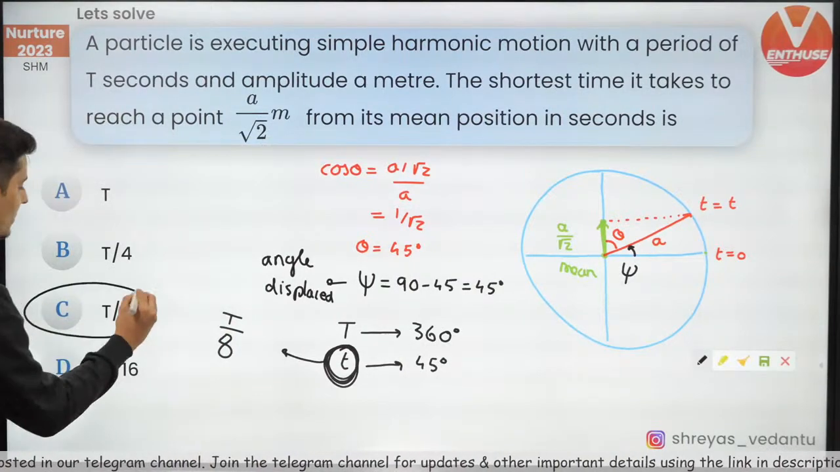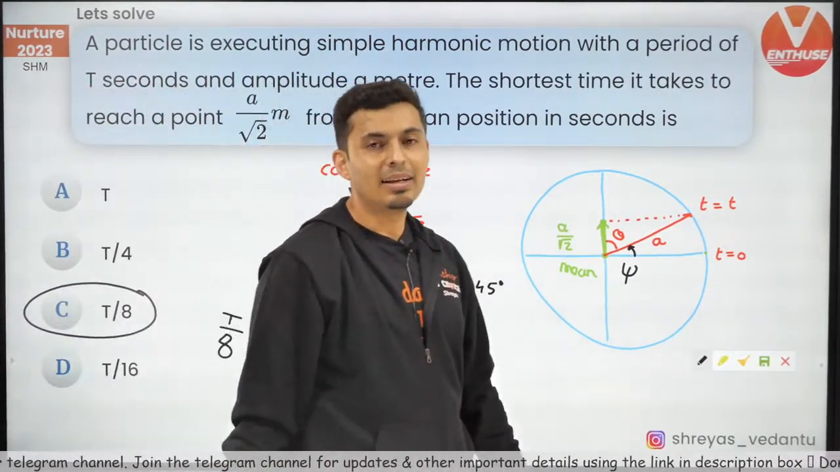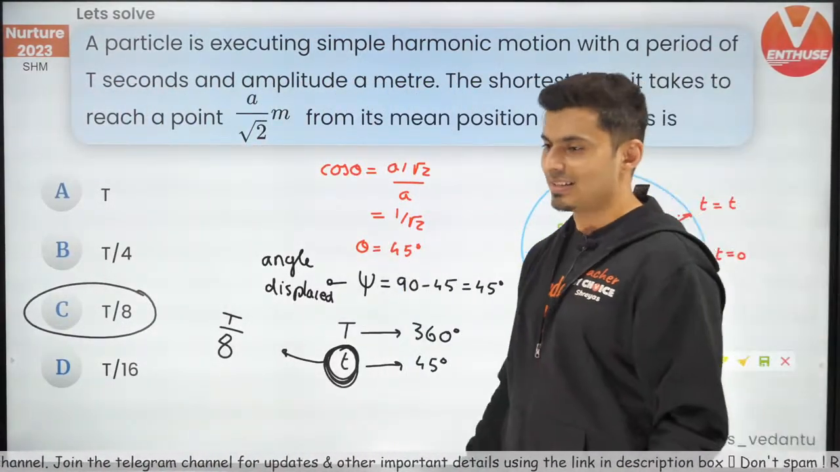T by 8, which is option C. 1/8. 45 is 1/8 of 360.